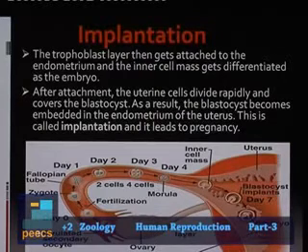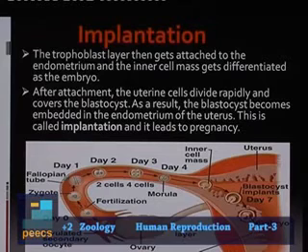Now what is implantation? Implantation is not merely an attachment of the blastocyst on the uterine wall. After attachment, the uterine cells divide rapidly and cover the blastocyst, and as a result, the blastocyst becomes embedded in the endometrium of the uterus, and this is known as implantation. So remember, only when the blastocyst is getting embedded within the endometrial wall, we can call it implantation.